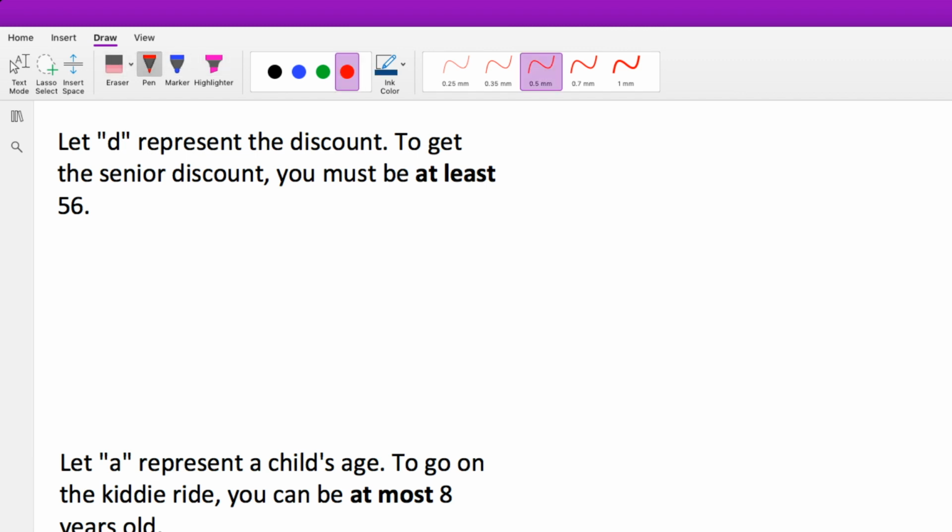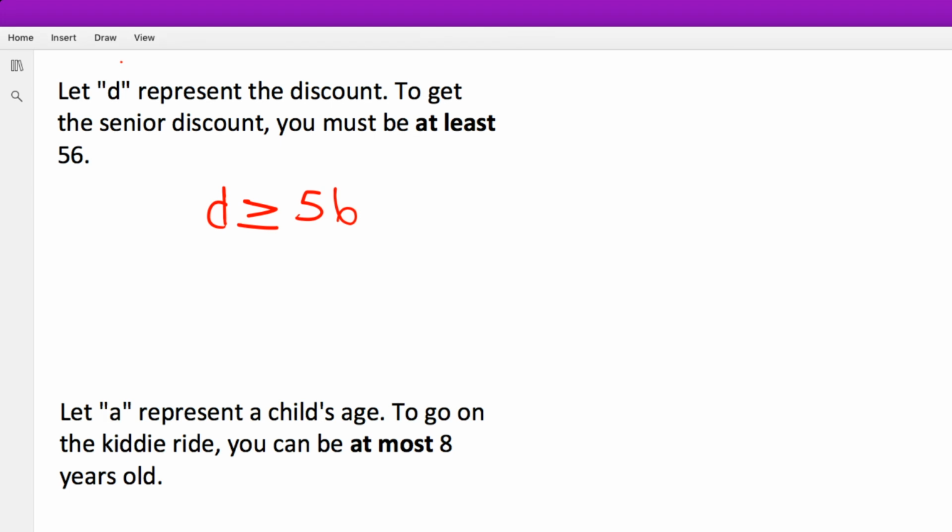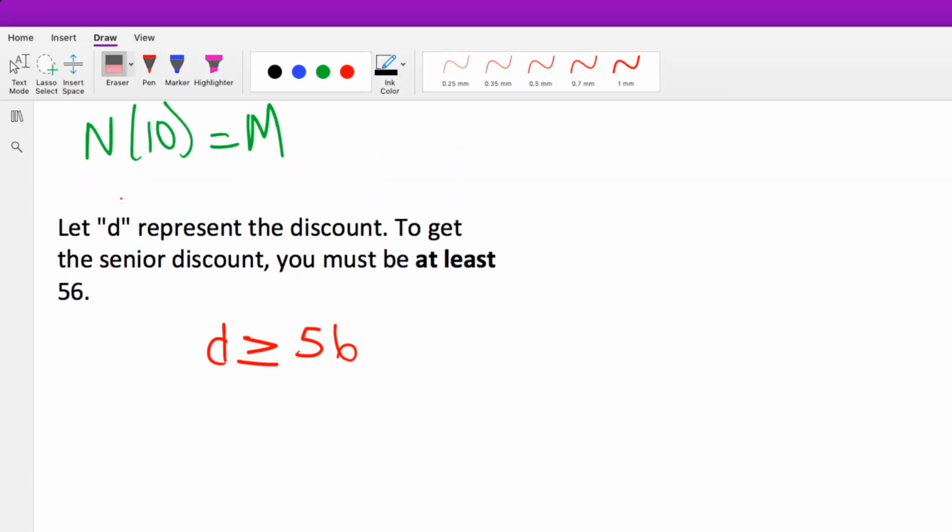So that being said, how do we do this problem? It says let D represent the discount. Okay, so we're going to draw this little D here. To get the senior discount, you must be at least 56 years old. Okay, so to get the senior discount, we have to be greater than or equal to 56. It's really that simple. It's telling us D is the discount, and you know what? In case these letters are too confusing, we'll write it all out for the time being.